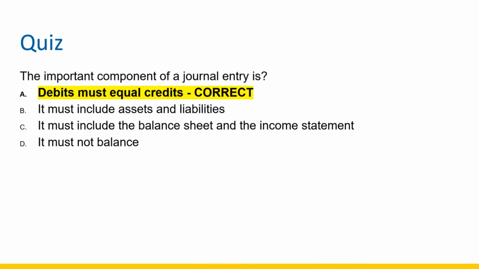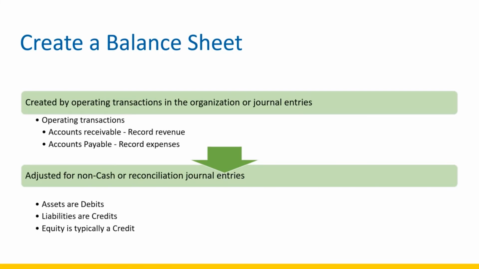You are correct. So as you saw in the previous slides, I create a balance sheet from recording the transactions of the organizations through journal entries. So I record my accounts receivable and the revenue, I record my expenses. Any transactions that are part of the activity of my organization are recorded in journal entries and then are reflected in the general ledger, which then is turned into the balance sheet and income statement. So then I'm going to adjust for any non-cash items, and I'm going to do that through reconciliation journal entries.